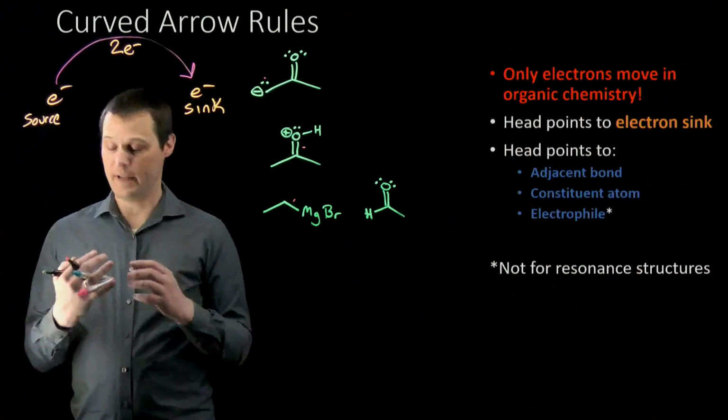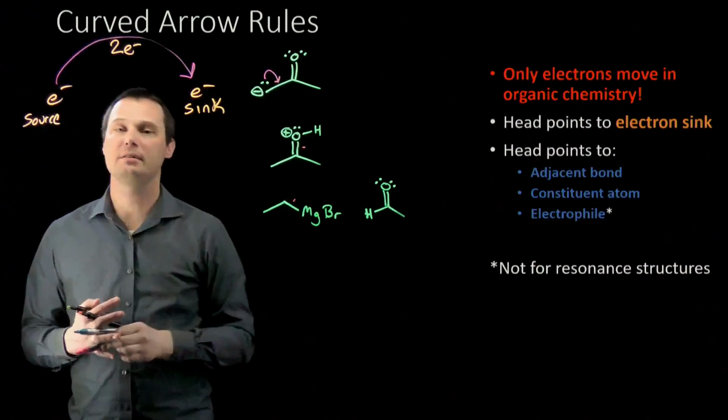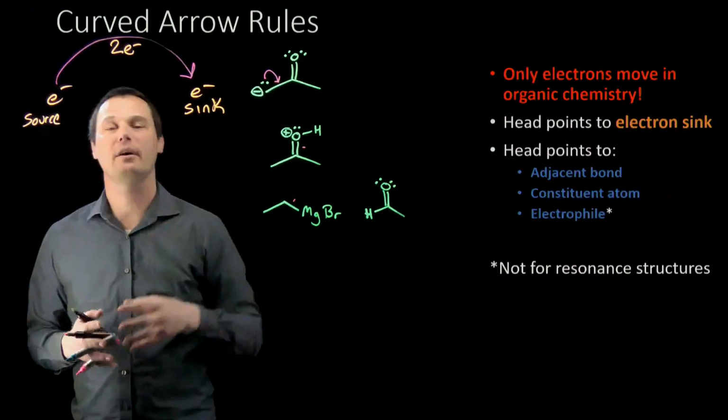Common places we can point arrows then is to an adjacent bond. If we start at this lone pair, we can draw an arrow to an adjacent bond. We can't draw an arrow to any random bond in the molecule, but a valid curved arrow could point the arrow at the adjacent bond.